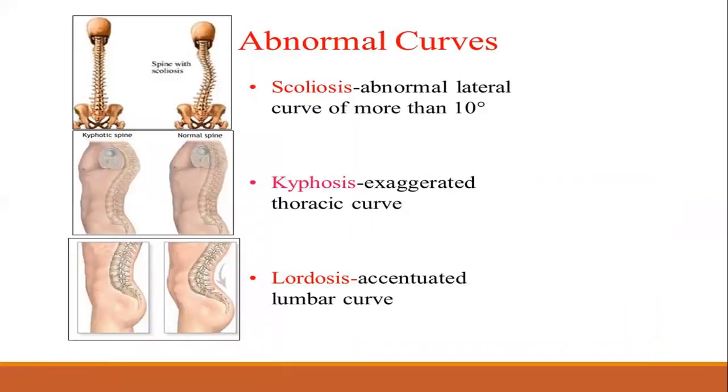Abnormal curvatures. Now we are done with the normal curvatures, that there are two primary and two secondary curvatures. Curvatures are present in the cervical, thoracic, lumbar and sacral regions. Abnormal curvatures: scoliosis is when there is abnormal and increased lateral bending of the vertebral column. It can be due to hemivertebra. Kyphosis is when there is an exaggerated increase in the thoracic curvature. This can be present in patients with rickets. Lordosis is when there is an increase in the lumbar curvature, and this is normally present in pregnant ladies as well.